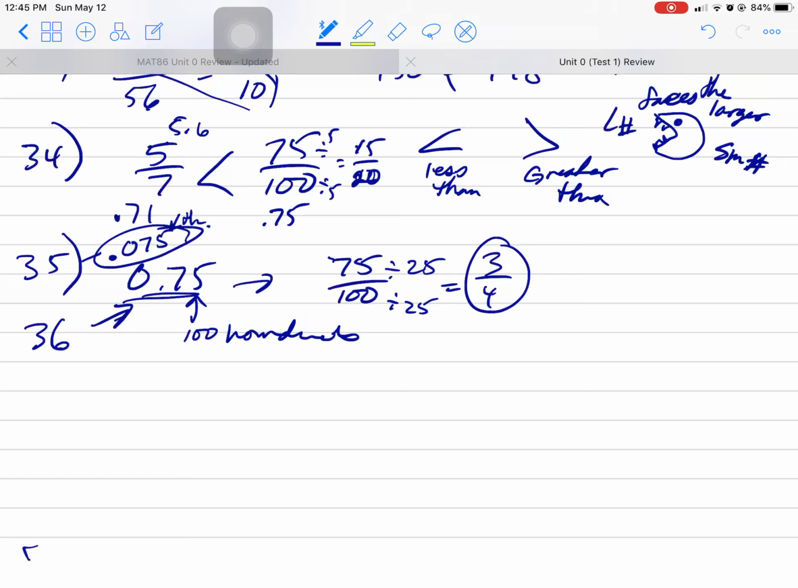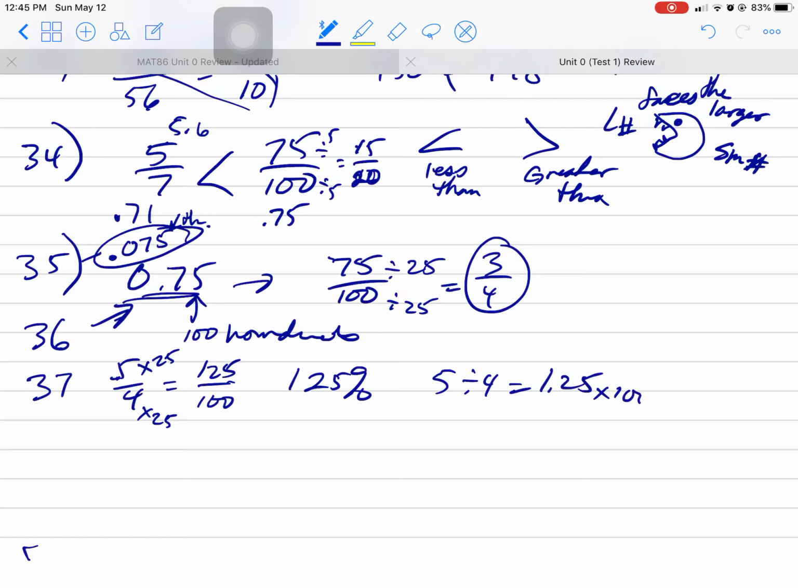36 says, what is this as a fraction? 37 is 5 over 4 as a percent. Couple ways to do that one. You can divide 5 by 4 and get 1.25. Or you can say, how do we get to 100? This was times 25, so this times 25 would be 125, which is 125%, because anything over 100 is a percent, okay? But you can do 5 divided by 4 gives you 1.25, and then you multiply by 100 to go from a decimal to a percent. So either way.